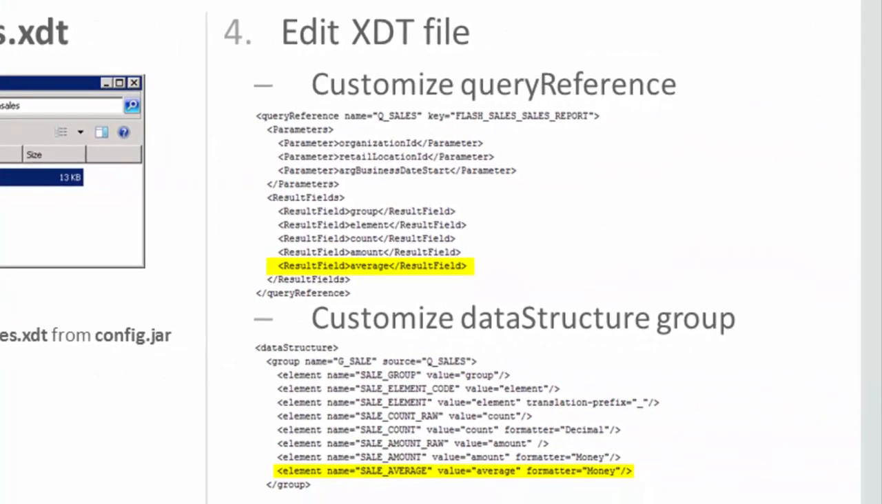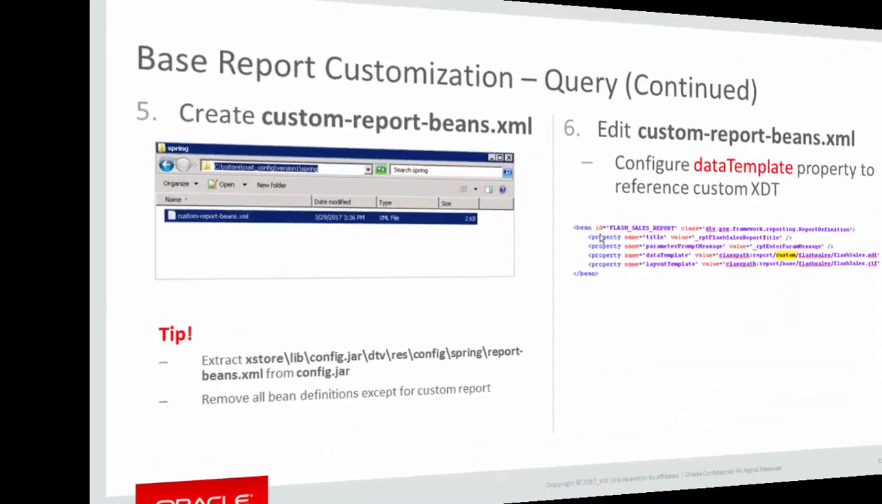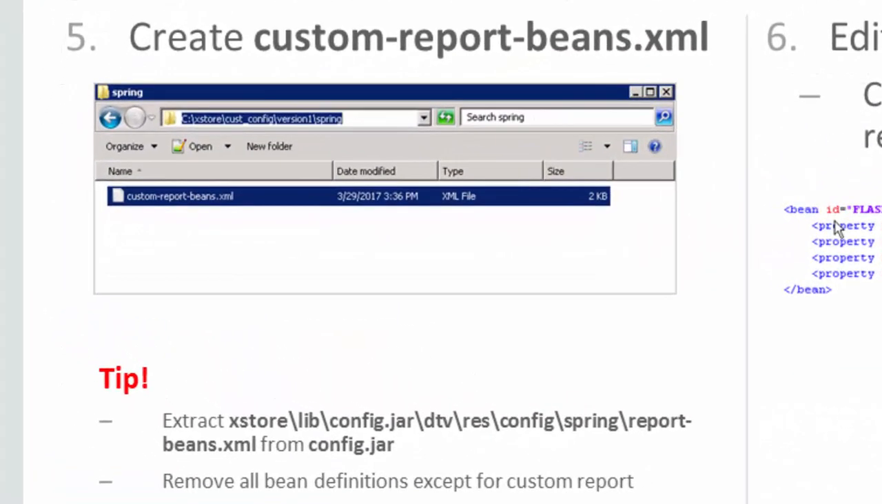The two XML blocks in this slide highlight the only modification we need to make to the Flash Sales XDT file. In step 4, a result field named Average has been added. This configuration enables the new result field added in step 3 to be used in the report. Step 5 shows the configuration of a new element defining how the average field should appear in generated XML. The only thing left to do is to tell XStore about the existence of the custom XDT file.